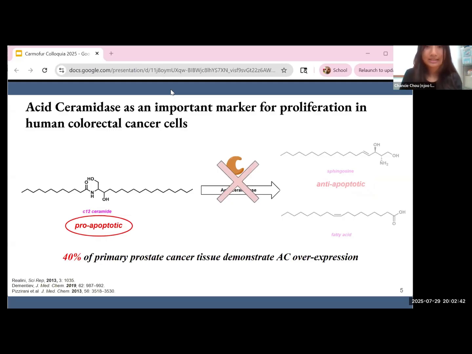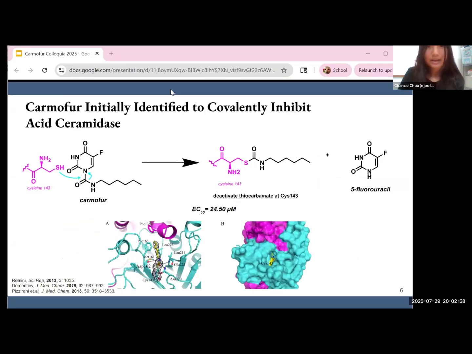However, by inhibiting acid-ceramidase, Carmofur is able to restore ceramide signaling, which then helps reinitiate apoptosis in cancer cells. Thus, it inhibits the growth of cancer tumors and cell proliferation. In addition, the mechanism in which this happens is that Carmofur covalently modifies the catalytic Cys-143 residue, which then deactivates the thiocarbamate and releases the 5-fluorouracil moiety.